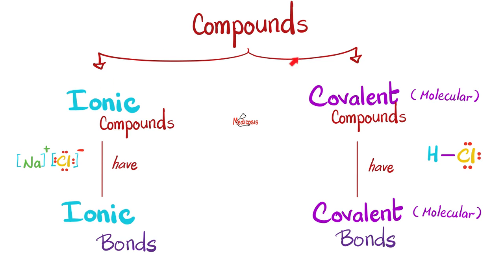Compounds could be ionic compounds or covalent or molecular compounds. Based on what? Based on the type of the bond. Ionic compounds, like sodium chloride, have ionic bonds. Yes, indeed. And covalent compounds have covalent bonds, as in hydrogen chloride. Why is sodium chloride ionic but hydrogen chloride covalent? Easy. Measure the difference in electronegativity between sodium and chloride. You will find it greater than 1.7, therefore ionic. Then measure the difference in electronegativity between hydrogen and chloride. You will find the difference is less than 1.7, therefore covalent.